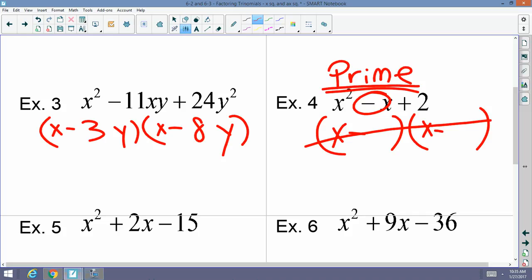I will put that on quizzes. I will put that on tests. The SAT will give you maybe one like that that's prime. So know how to deal with that.